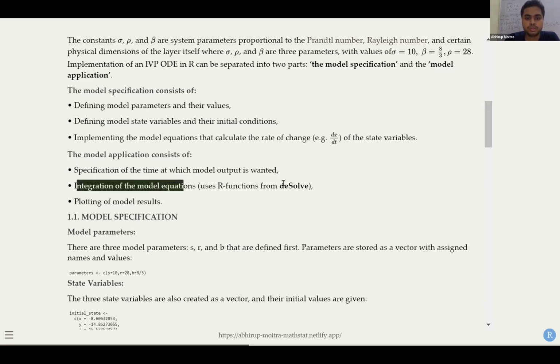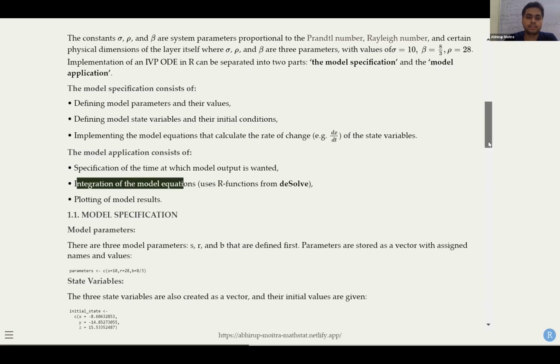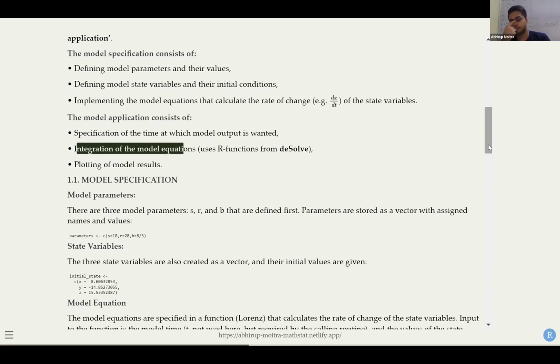I use the R package deSolve. I will come to the deSolve package later. If you have any queries or want the relevant resources on deSolve, I will definitely mention them after this session. And here comes the plotting of model results.